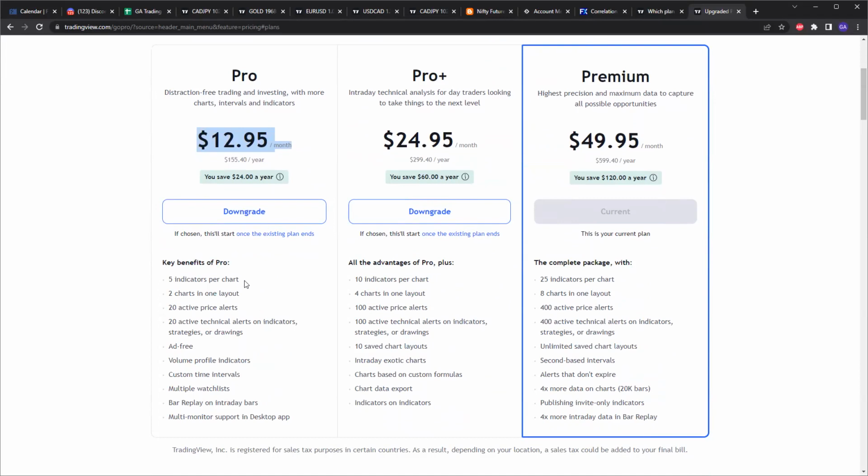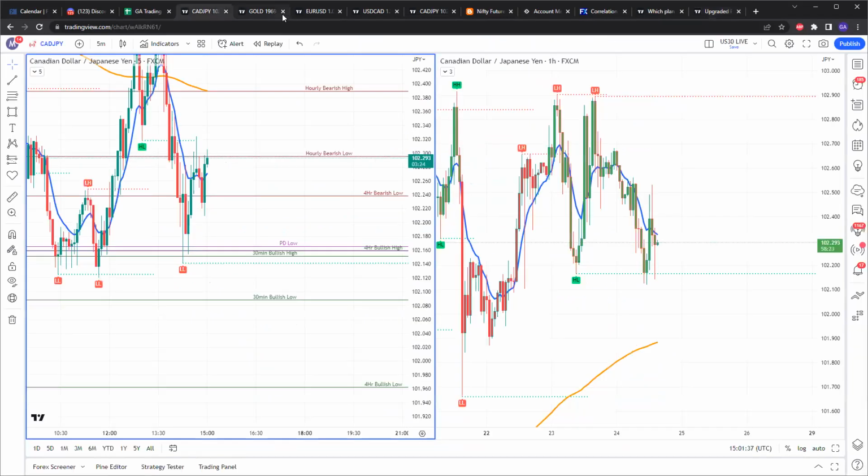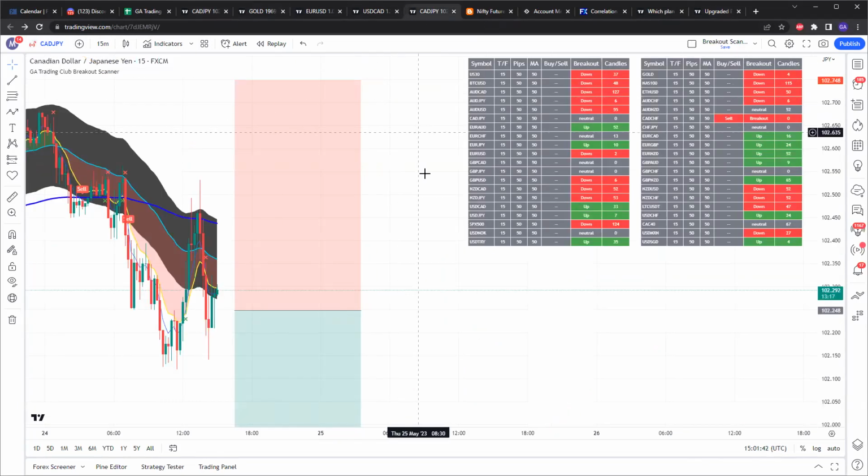And I think you see how it says 5 indicators, but you can correct me if I'm wrong. If you open 2 charts, you see how I'm on a browser and I have 1 chart for CAD JPY. I've done the breakout scanner on a different chart. So I think you can get away with doing this. If you have the pro and you open 5 different charts and use the breakout scanner, because for me, the breakout scanner is on 1 chart.